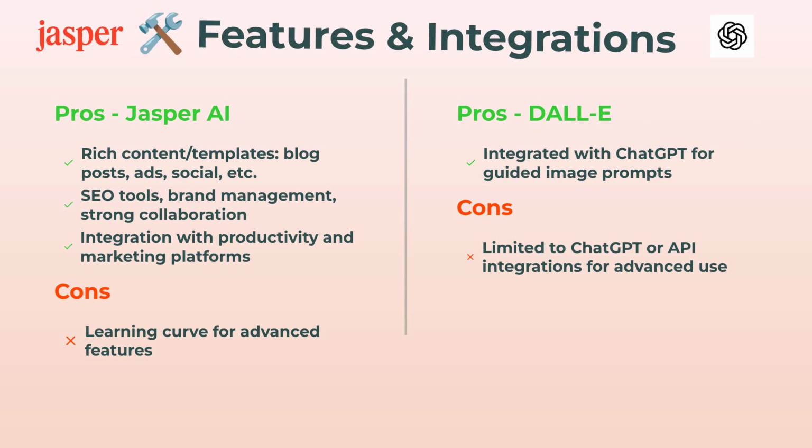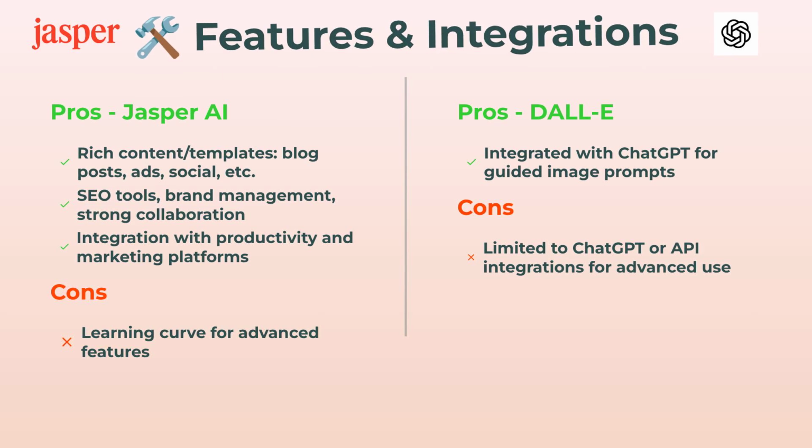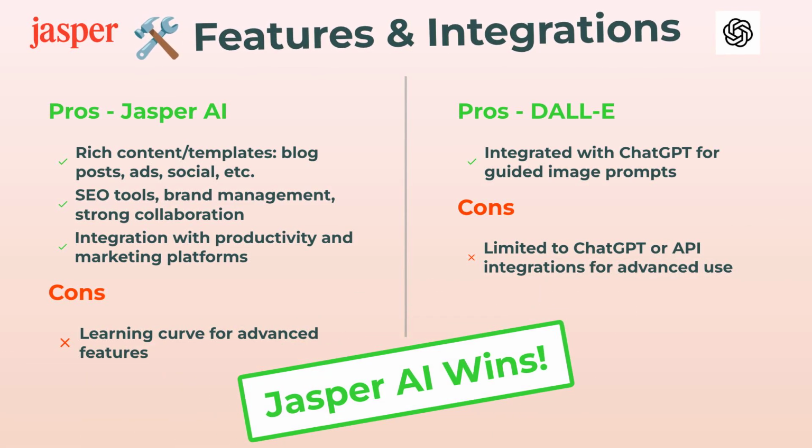DALL-E, meanwhile, hangs out with ChatGPT. You get guided prompts where you kinda chat your way through the process. But if you need fancy connections, it's pretty much API only or sticking with ChatGPT. So, for features, Jasper comes out ahead.